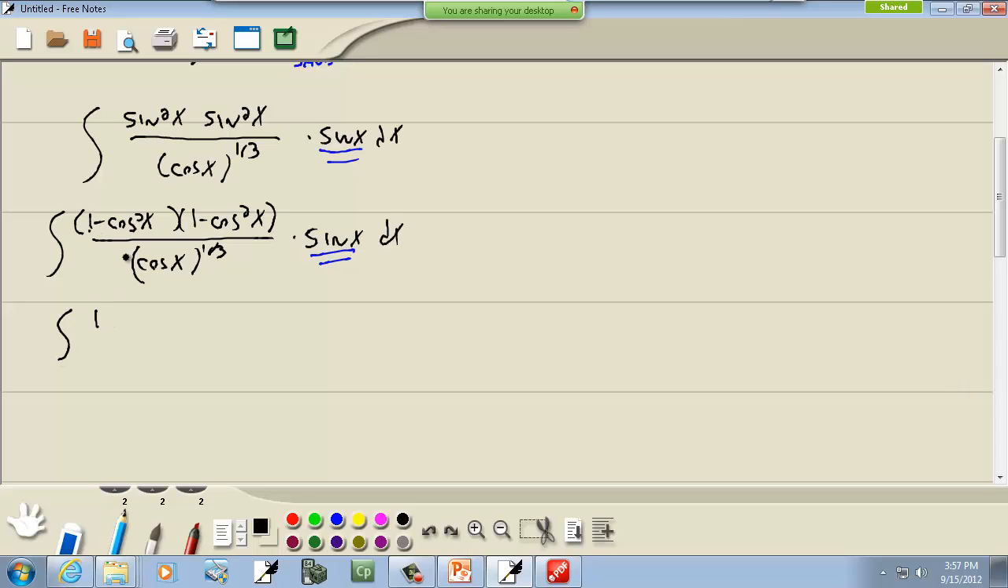1 times 1 is 1. 1 times negative cosine squared is negative cosine squared. Negative cosine squared times 1 is negative cosine squared. Negative times a negative is positive, and cosine squared times cosine squared gives us cosine to the 4th, over cosine to the 1/3 power, sine x dx.